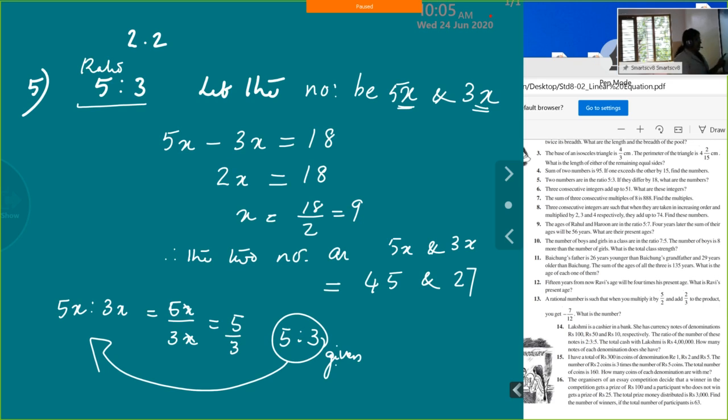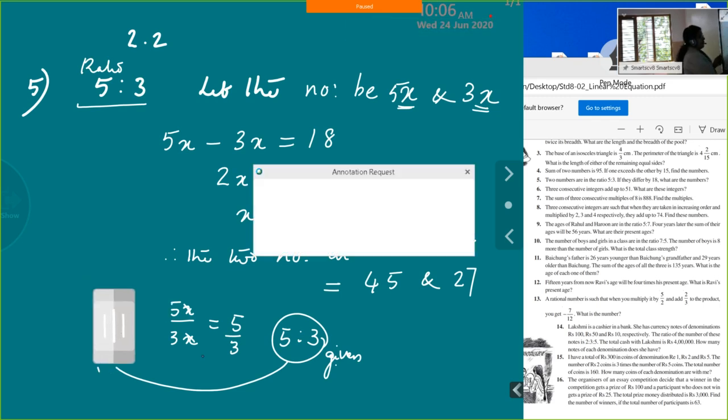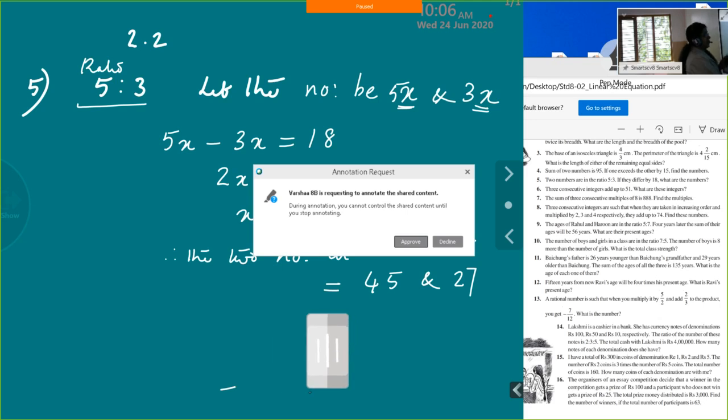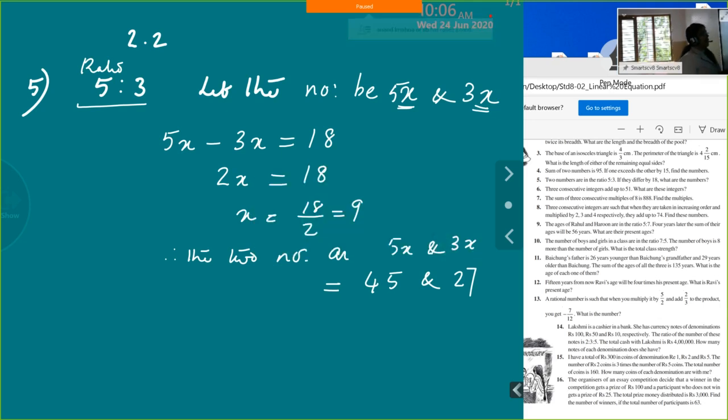So we take the numbers as 5x and 3x. It is given that the difference between the two numbers is 18. The difference means the bigger number is 5x and the smaller number is 3x. It is clear, and the difference is 2x. So x becomes 18 by 2, it is 9. So we get the two numbers: 5x is 45 and 3x is 27. I hope now it is clear.